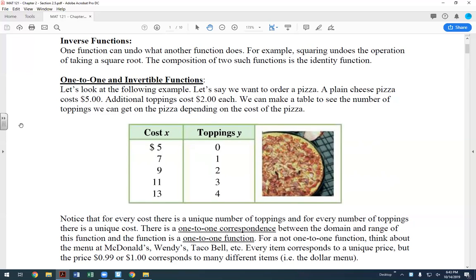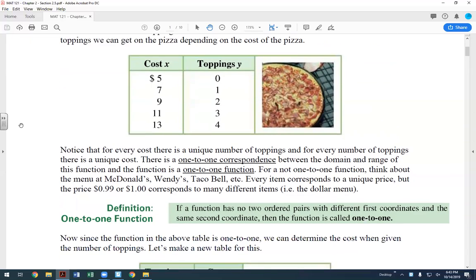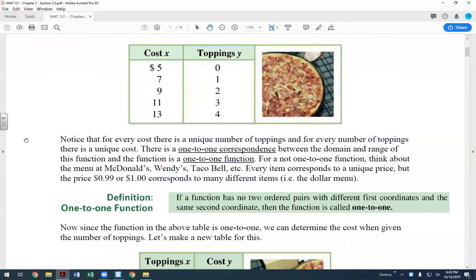The other important thing here is you should see that these ordered pairs are unique. There's no repetition, right? With $5, I'm only getting cheese pizza. I'm not getting any toppings, so that's 0 toppings. At $7, it's 1 topping. At $9, it's 2 toppings. Unique relationship between the x value and the y value. This is very, very crucial when we're talking about this one-to-one correspondence. So for every cost, there is a unique number of toppings. For every topping, there is a unique cost.